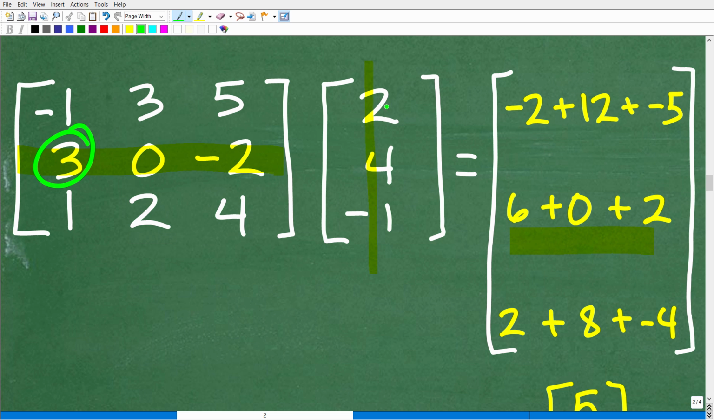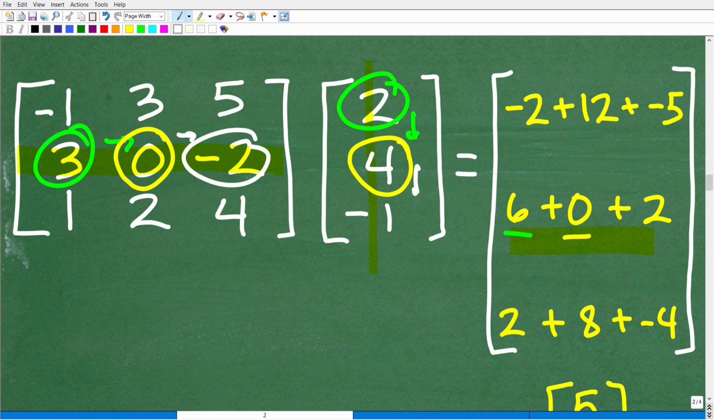So we have 3 times 2. We're going to start with the entries of the rows and the columns. So 3 times 2 is 6. Now we're going to scoot over 1 and down 1. Okay, so that's going to bring us to 0 times 4. And of course, 0 times 4 is 0. And then we're going to scoot over 1 and down 1. And we end up with -2 times -1, which is 2. And of course, we're going to be adding all these entries. And this, of course, is going to be 8.